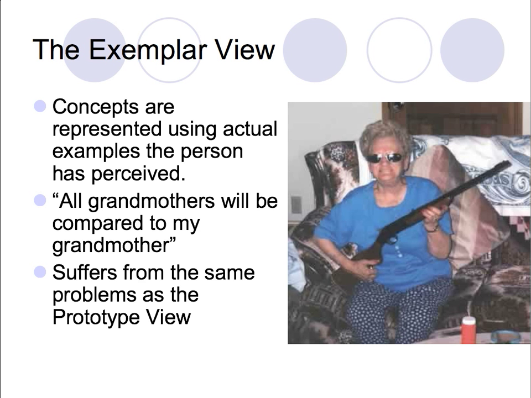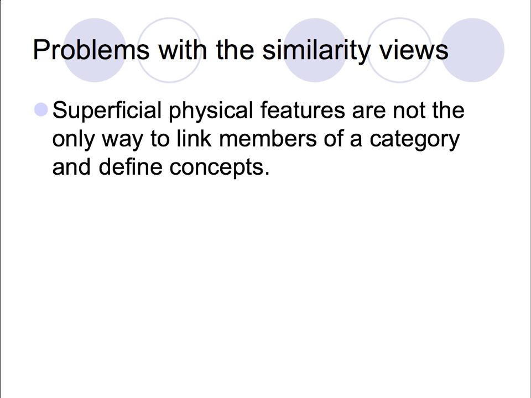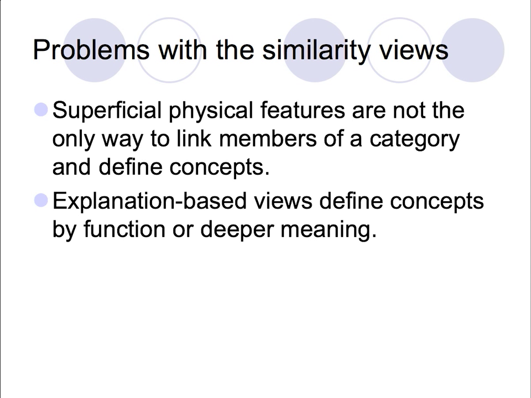It does suffer from the same problems as a prototype view. And indeed, all of these problems share the same. All of those ideas, the classical, prototype and exemplar view, are all part of the similarity-based viewpoint on category formation, and they all suffer from the problem that superficial physical features are not the only way to link members of a category. And so the explanation-based views started to make a little more sense, to define concepts by function or deeper meaning. One example of that is the schemata view.